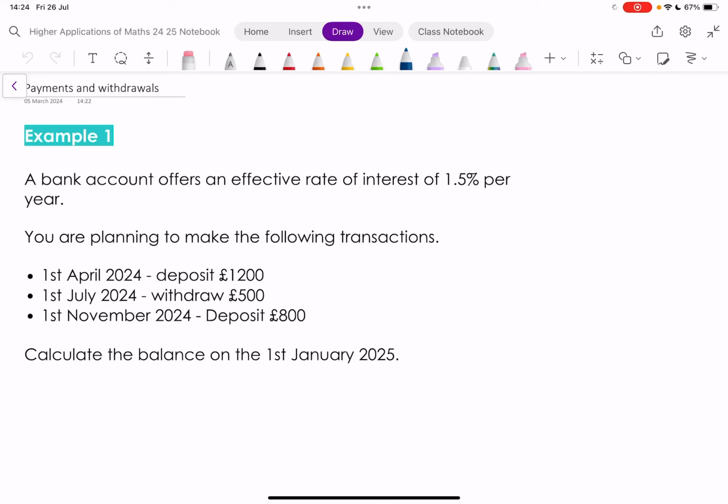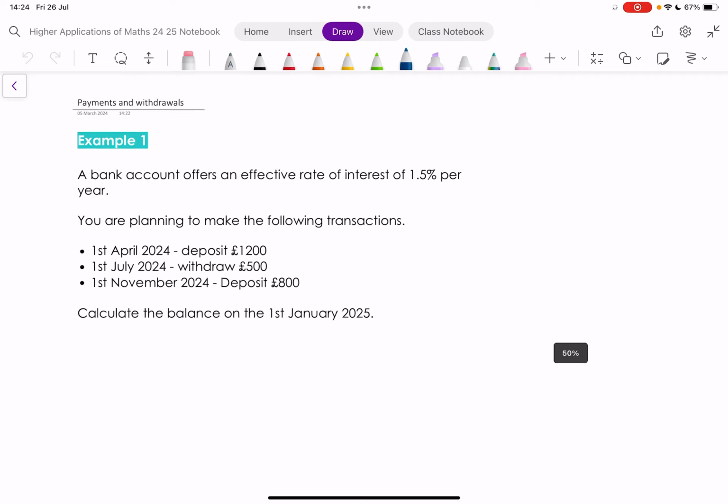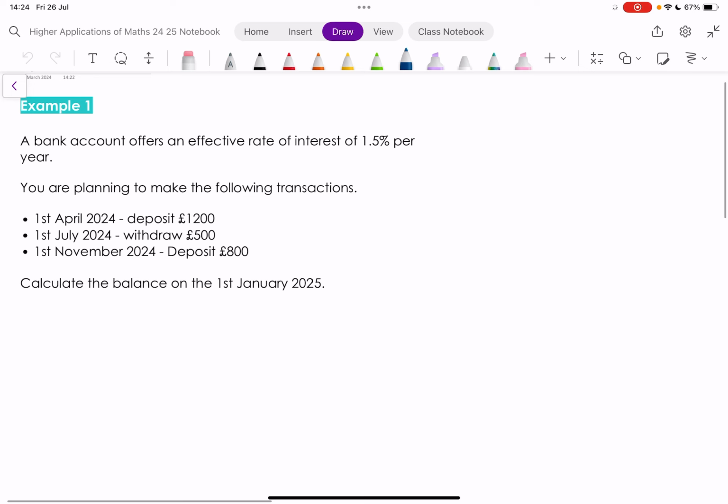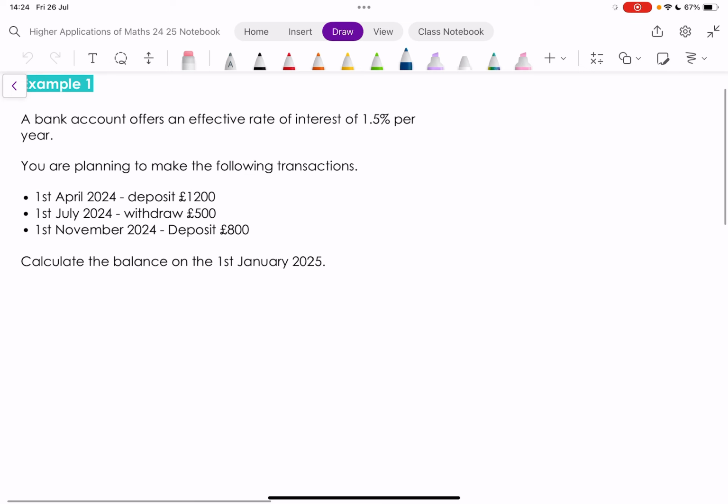So more often than not, if you're putting money into a bank account, you're not just going to put money into the bank account, you're going to want to make withdrawals as well. Okay, so how does that look when we're trying to work out an accumulated value after a period of time?